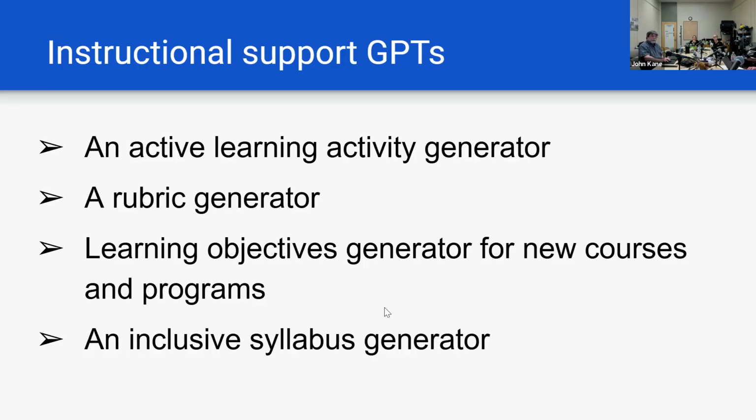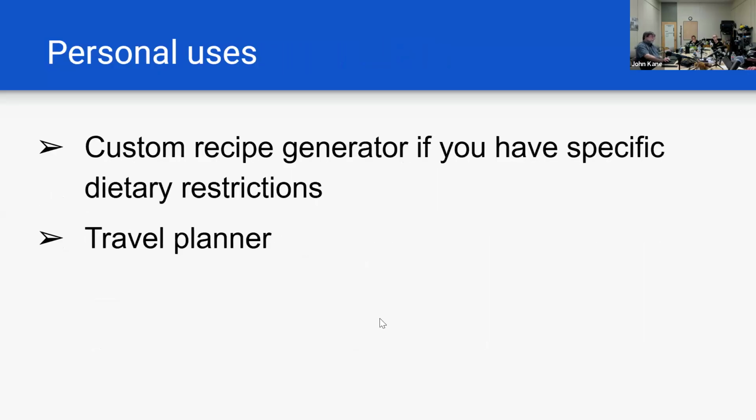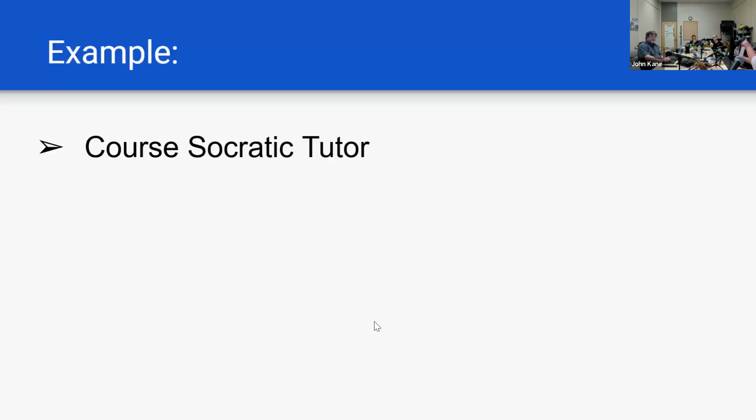You could also have it take your syllabus and make sure that you're using inclusive language and so forth. There's a lot of things you can do with that. Some people might use it for other things personally. We talked about this a little bit in January in another session. If you have specific dietary restrictions, you could have it generate things that align with them. Or you could have it be a travel planner where you can ask for things that you might want to do while visiting a certain place.